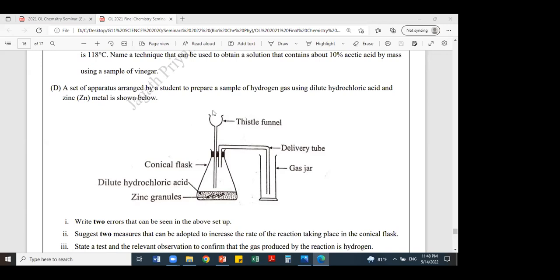Now, this question, you can see the screen. Write 2 errors that can be seen in this setup. Very important, even in biology you get such questions, under respiration. There's an experiment under respiration in grade 10 chapter 8. There are 2 experiments under respiration, so they are also experimental setups. They can ask questions like this.